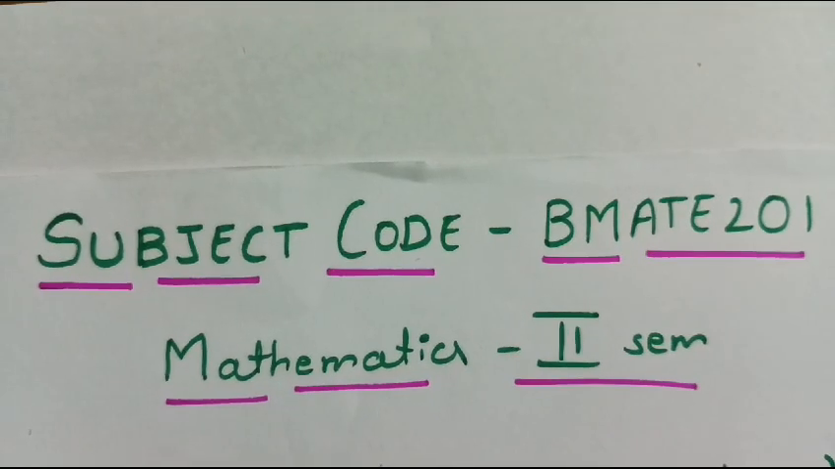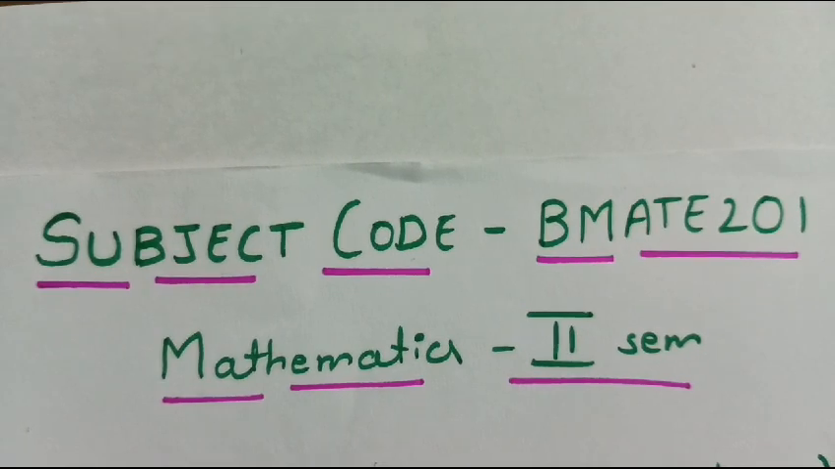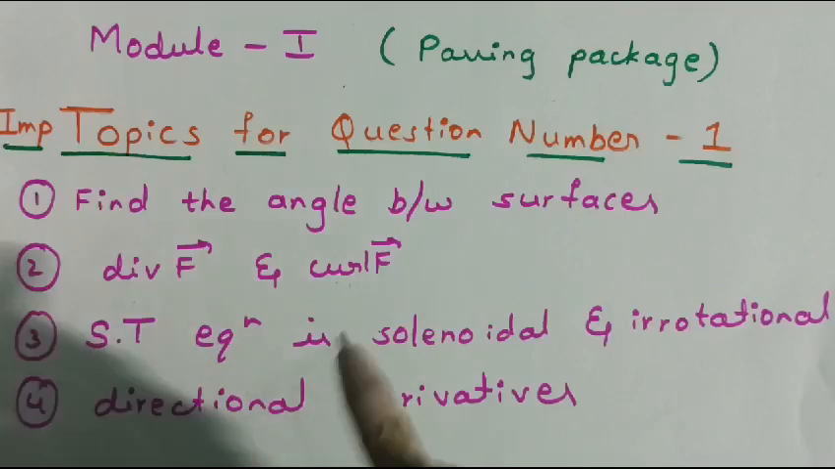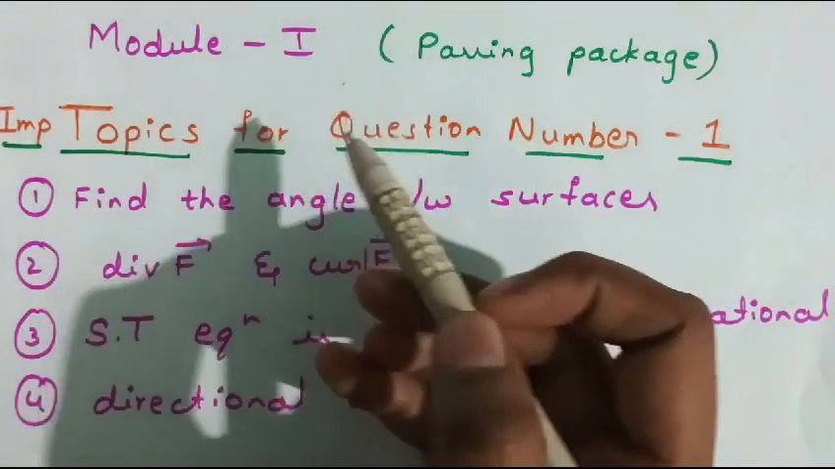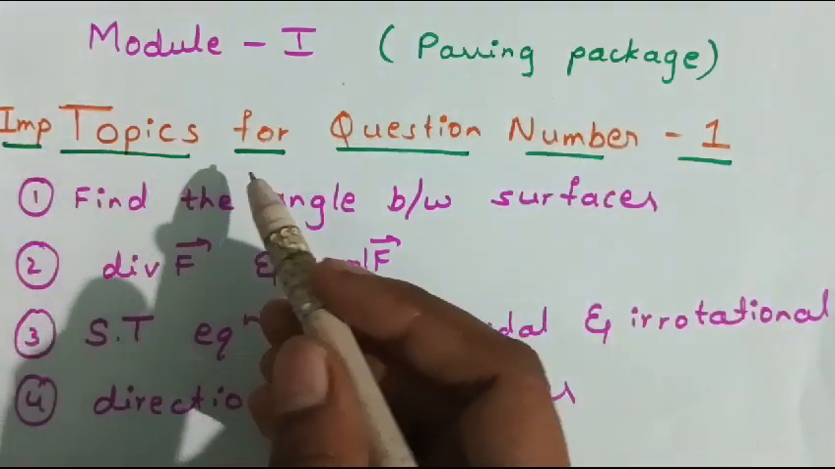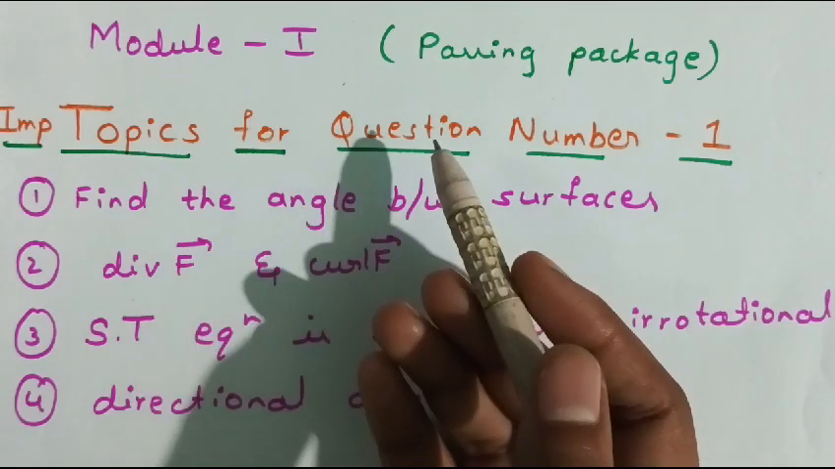Today we are going to discuss the important concepts and also the model paper solutions of the second semester math syllabus with the subject code BMAT E201. Let us go through Module 1. Module 1 acts as a passing package for this scheme because it has very easy topics like vector calculus, and also Green's theorem and Stokes' theorem.